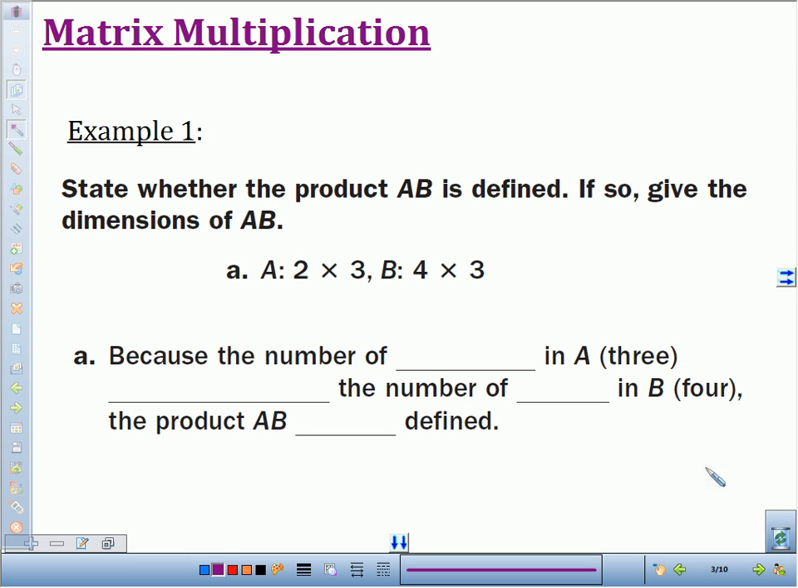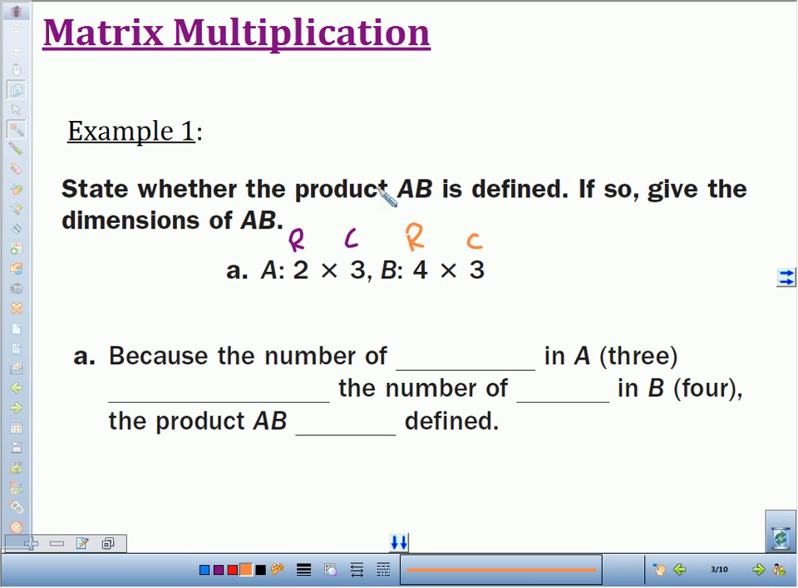I'm looking at example 1, and we want to state whether the product AB is defined. If it is defined, we want to give the dimensions of AB. So we look at our two matrices. Matrix A is a 2 by 3 matrix. Matrix B is a 4 by 3 matrix. So I look at A and I see that my rows are 2, my columns are 3. I look at B and I see that my rows are 4 and my columns are 3.